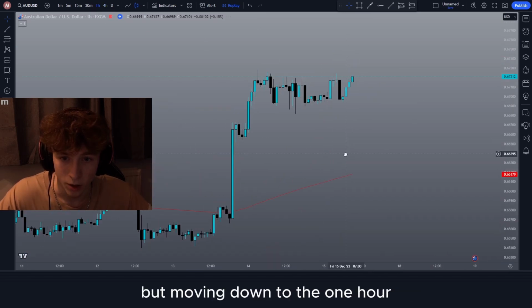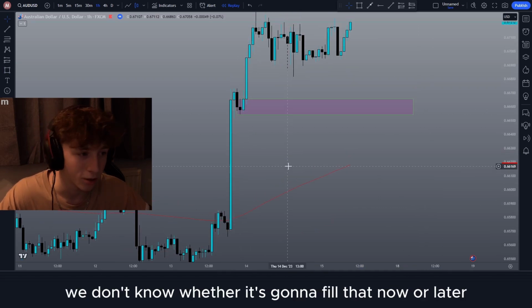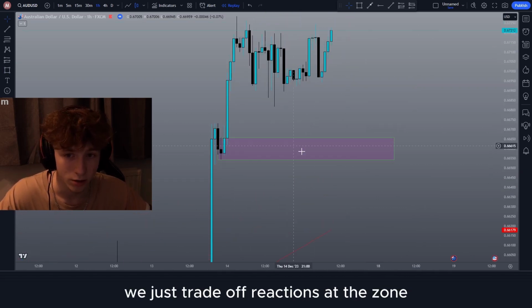But moving down to the 1 hour, we've left this demand zone right here. Now we do have some gaps below. However, we don't know whether it's going to fill that now or later. We just trade off reactions at the zone.